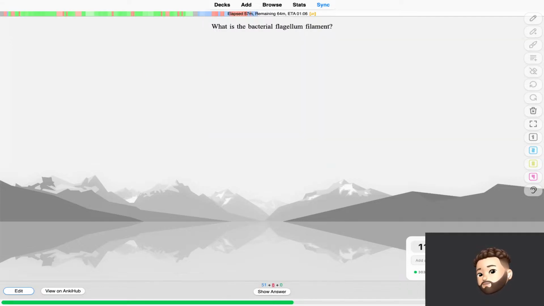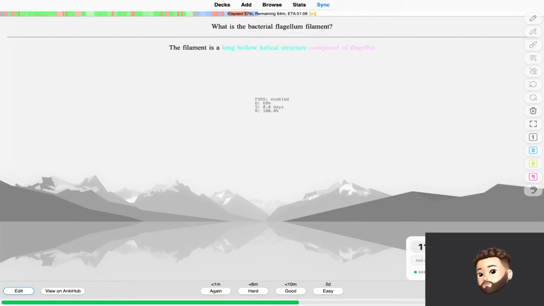What is the bacterial flagellum filament? What? Oh, it is a long hollow helical structure that's made of flagellum.